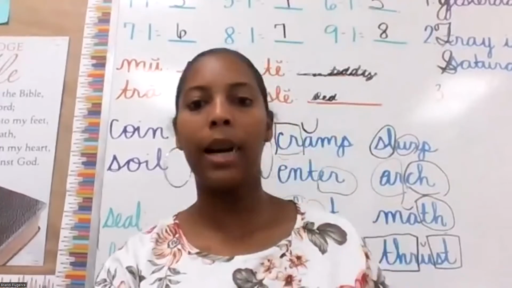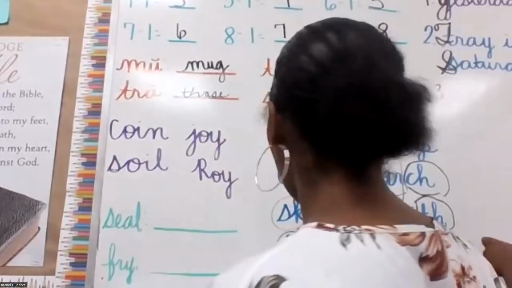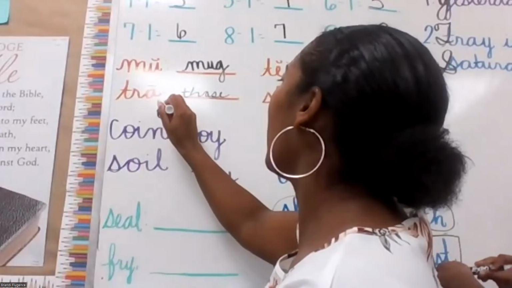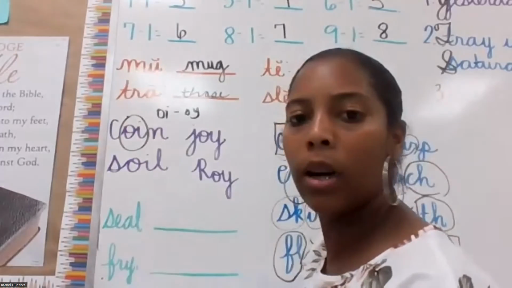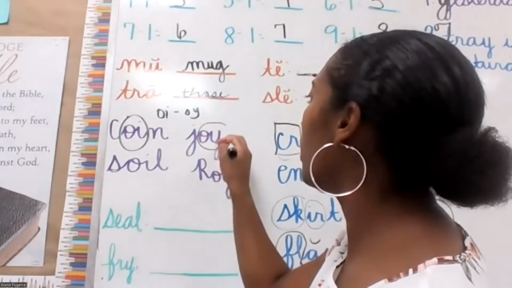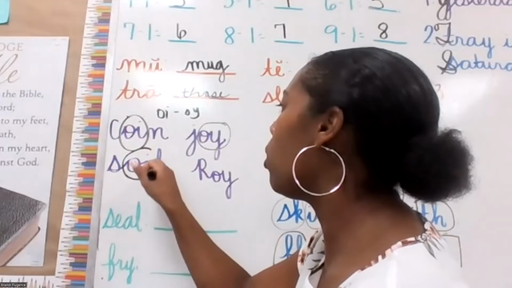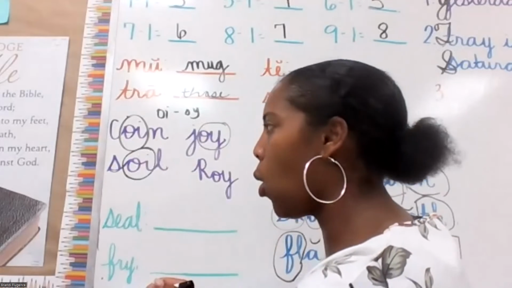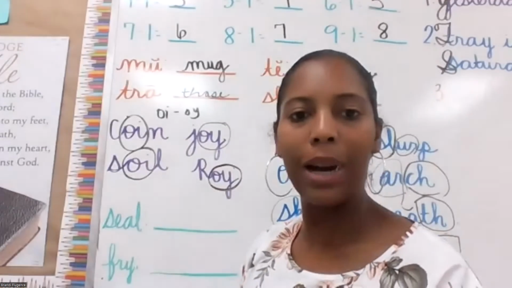Okay, good. All right, so let's go ahead and cover our sounds today. O-I that says oi and O-Y that says oi. So look at this one. O-I, oi. What would the word be? Coin. Next, O-I, oi. Joy. Next one, O-I, oi. The word will be soil. And then O-Y, oi. The word will be Roy.